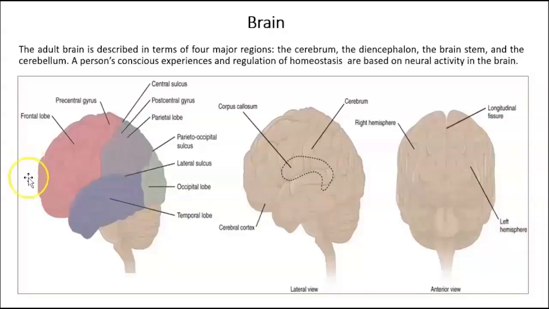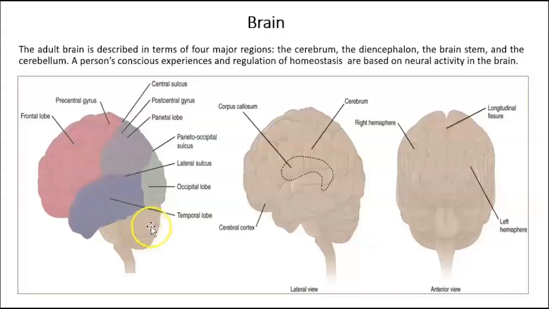So if this is where your face is, this is going to be the frontal lobe. This is going to be the parietal lobe. This is going to be the occipital lobe around here. And down here is going to be the temporal lobe. So the central sulcus separates your frontal lobe from your parietal lobe, as you can see right here, parietal lobe and frontal lobe.